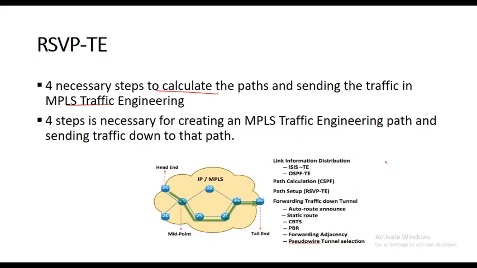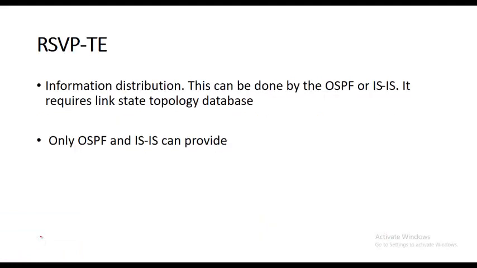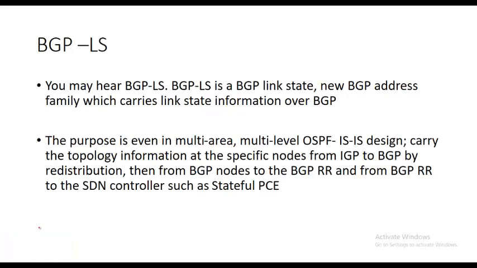See, we also have a link state BGP. What is link state BGP? It's an address family in BGP which can carry the link state information of OSPF over BGP. See, when you redistribute OSPF into BGP, you can make BGP copy the link state information and distribute it to the BGP peers.